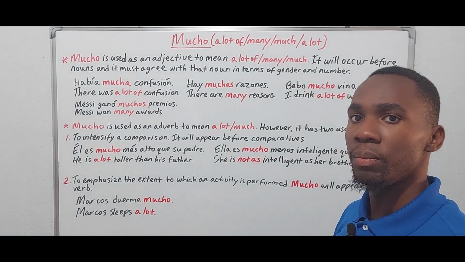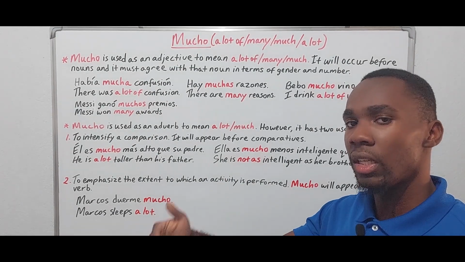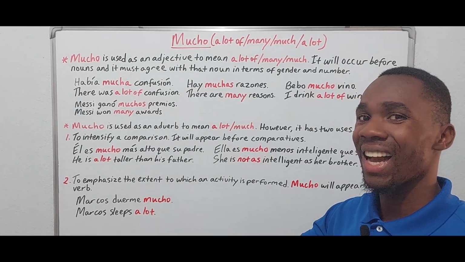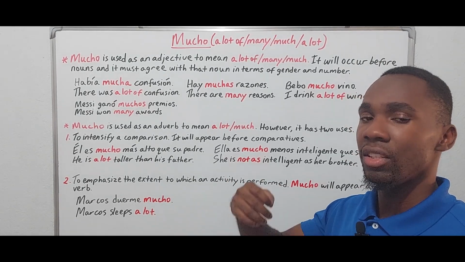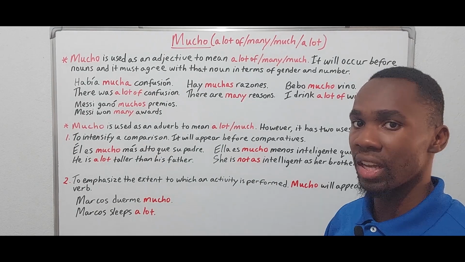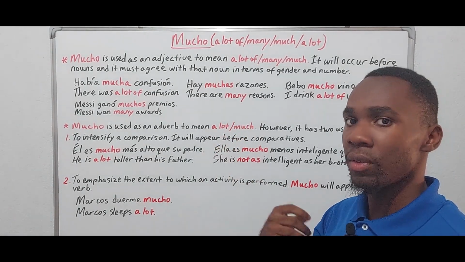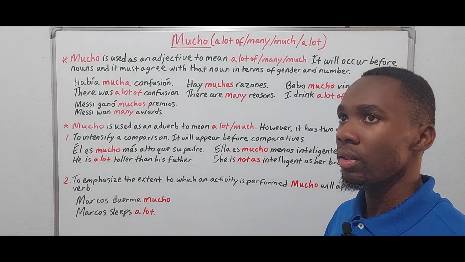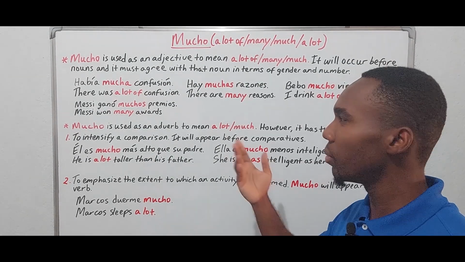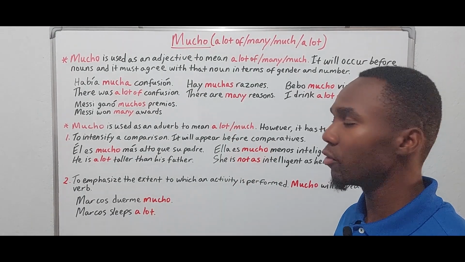When mucho is being used as an adjective, not only will it go before the noun that it is describing, but it also has to agree with that noun in terms of number and gender. So I have 4 examples here. With this usage, mucho, there are going to be 4 variations.